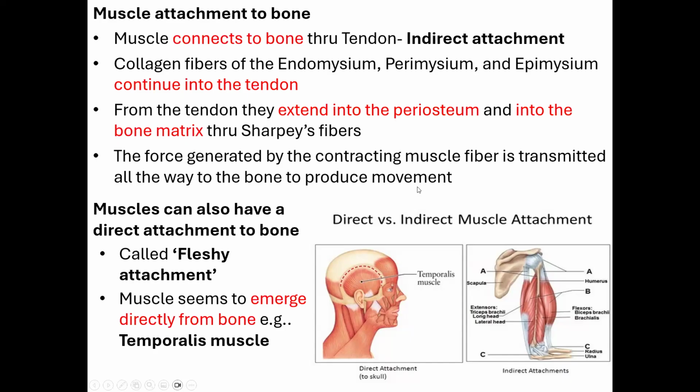movement. So again, there's another type of muscle attachment called the direct attachment. This is not seen in many places, but there's a big muscle on the side of your head called the temporalis that directly attaches to bone. It's called a fleshy attachment. There are only a few muscles which have this direct attachment, and temporalis is one of them.